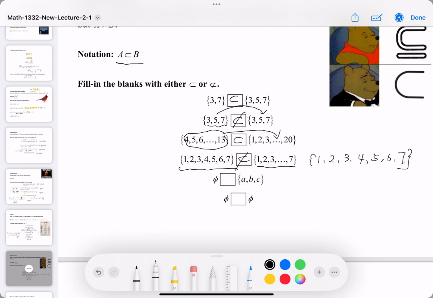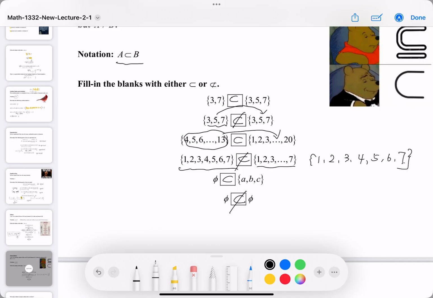How about the phi? Phi is a subset of all of the sets. So phi is a proper subset of the set ABC. And also phi is not equal to ABC. And the last one is a tricky one. What do you think? Is it a proper subset or not?